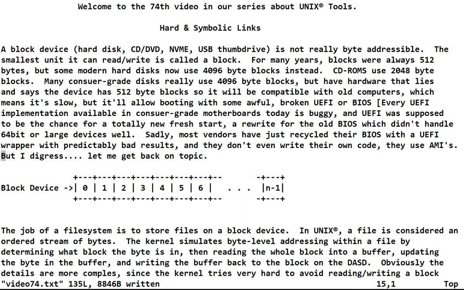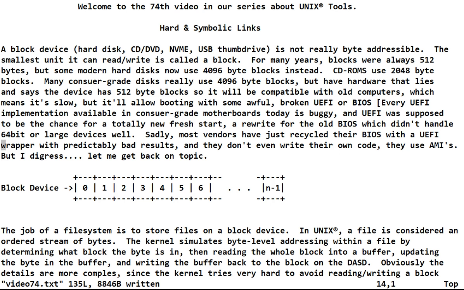The topic is long and may take more than one video because of the ridiculous short time limit I get per video. A block device, and that's a hard disk, CD, DVD, NVMe, a USB thumb drive, those things are not really byte addressable. You can't read and write a single byte like you can an array in memory. The smallest unit a block device can read and write is called a block. For many years, blocks were always 512 bytes. But some modern hard disks now use 4096 byte blocks instead. And CD-ROMs were always weird. They used 2048 byte blocks.